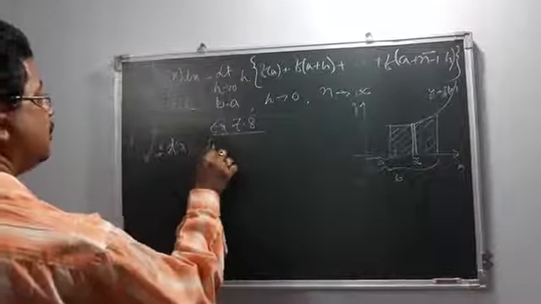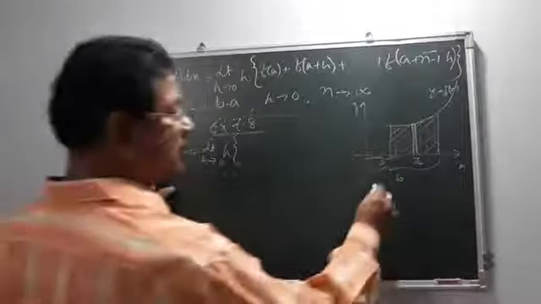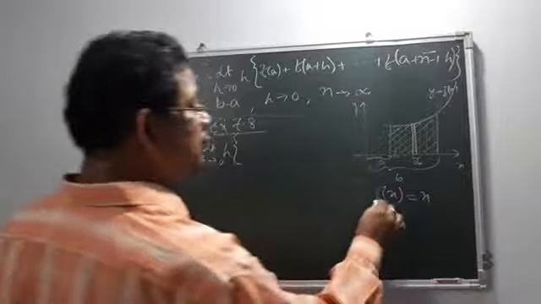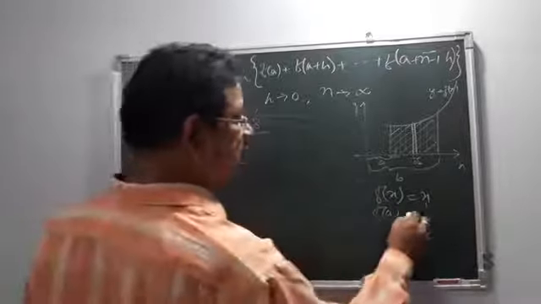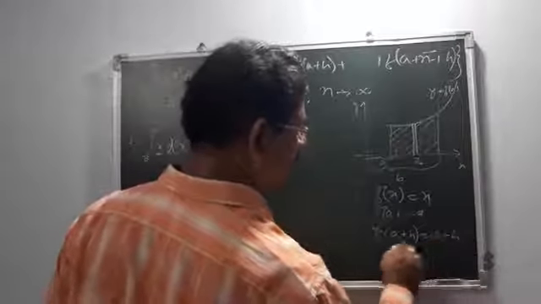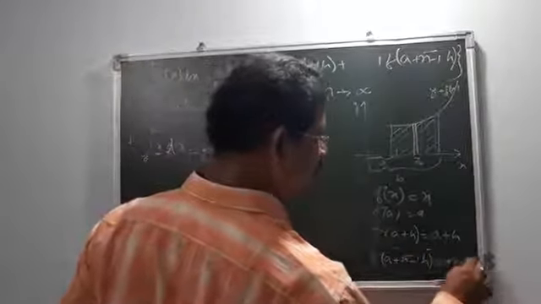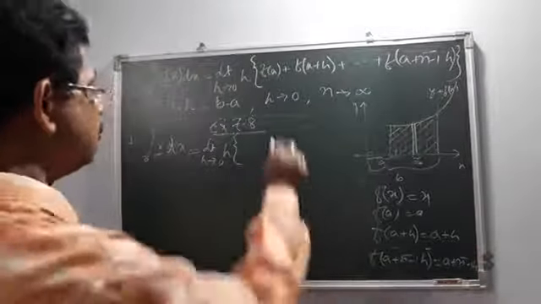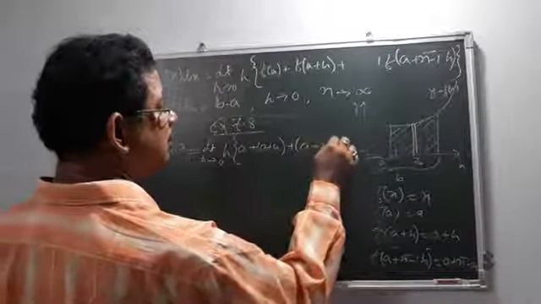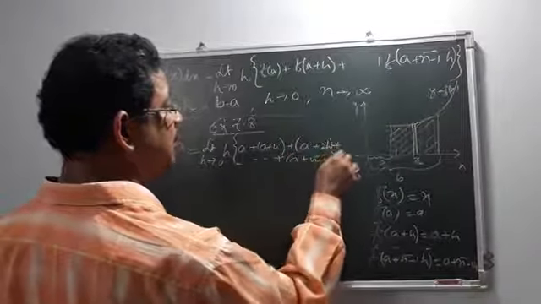Limit h tends to 0, h, f(a)... here f(x) is replaced by x. So if we write here a, that is the lower limit, it will be a. If we put a plus h, then it will be a plus h. If you put a plus (n minus 1) h, the value will be a plus (n minus 1) h. This is according to this. So we will put a plus h, then a plus twice h, in this way up to a plus (n minus 1) h.